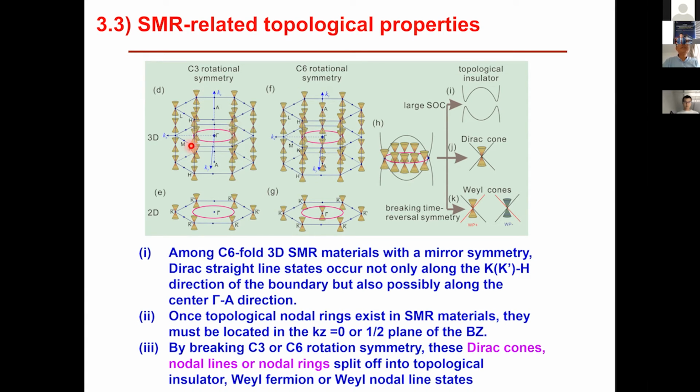Therefore, they form these topological nodal rings. So by breaking this rotation symmetry, these Dirac cones, nodal lines and nodal rings split off into topological insulators, Weyl semimetals, and Weyl nodal line states.